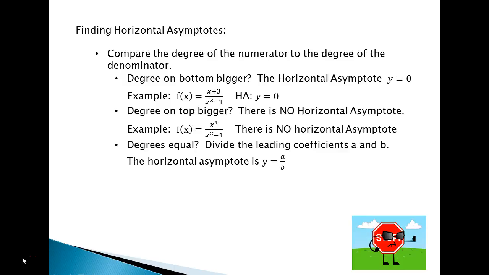In the second example, we see that the degree on top is bigger. In this case, there is no horizontal asymptote. And if the degrees are equal, for example, if it was x squared in the numerator and x squared in the denominator, then you take the leading coefficients of the leading terms and you divide them to get the horizontal asymptote. The example that I use in the rest of the video is this case.